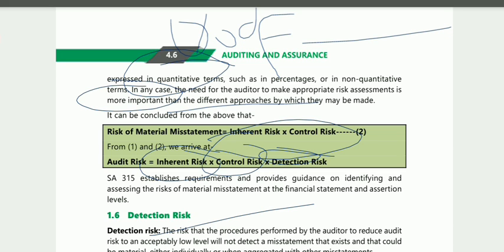So SA 315 establishes requirements and provides guidance on identifying and assessing the risk of material misstatement. How you will identify and assess the risk of material misstatement is given in your SA 315. What is the name of this SA? Identifying and assessing the risk of material misstatement. So if you want to know the detailed procedure of how we do this, you can go and read this SA. And you must prepare this SA because it is very, very important. Okay, in that SA you will find the whole process of performing the risk assessment procedures.